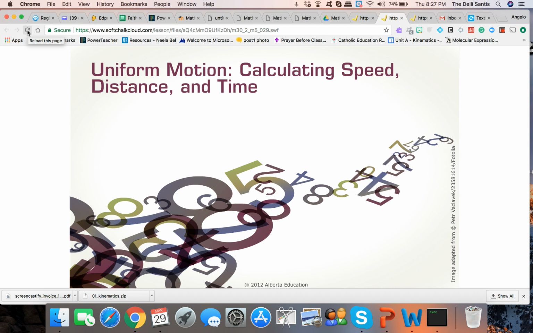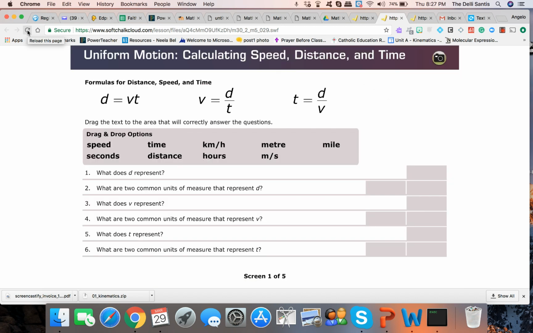In this activity class, we're going to look at uniform motion. So we need to basically drag these words right here inside the boxes. What does D represent? Well, D does represent distance, so I'm going to put that in there.